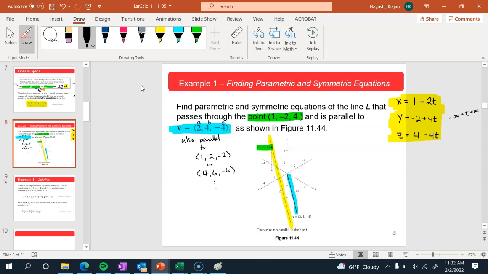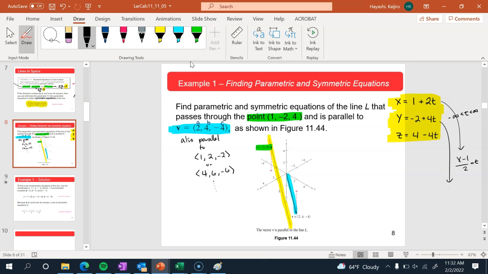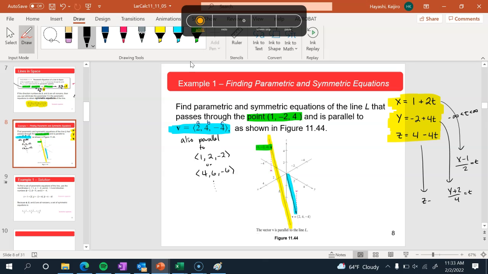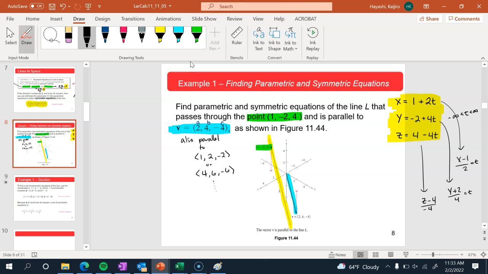Okay. Now, if we just solve for t in each of these, and once you have these expressions solved for t, just set them all equal to each other. Those are going to make the symmetric equations. So if we solve for t in each of these, we can get x minus 1 over 2 is going to equal t. Y plus 2 over 4 is going to equal t. And z minus 4 divided by negative 4 is going to equal t.